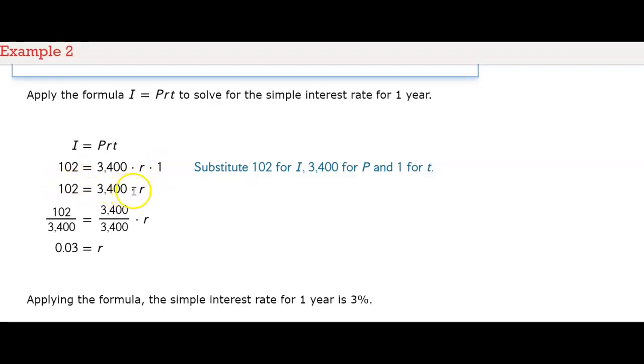And so we multiply it out. The 1 actually in this case gets absorbed into the 3,400 because it's multiplying by 1, and then it goes back to dividing both sides by 3,400, and we get the same answer. So in both instances we are still getting the 3% for 1 year. So this is just another way and another formula, if you will, or expression.